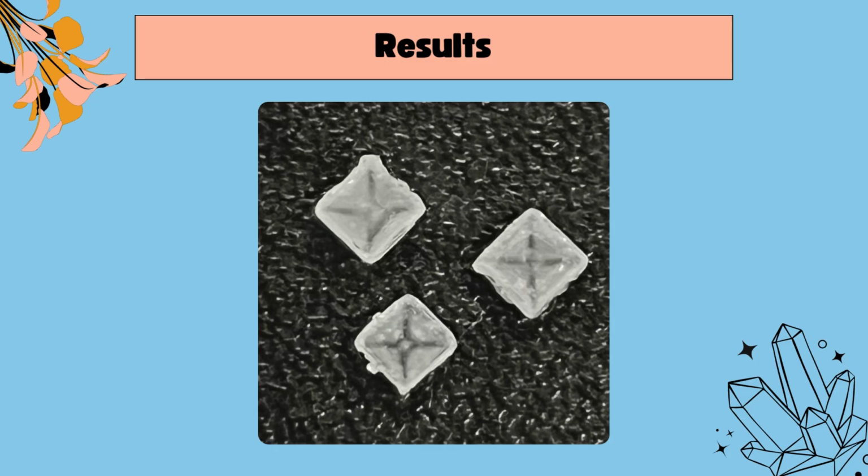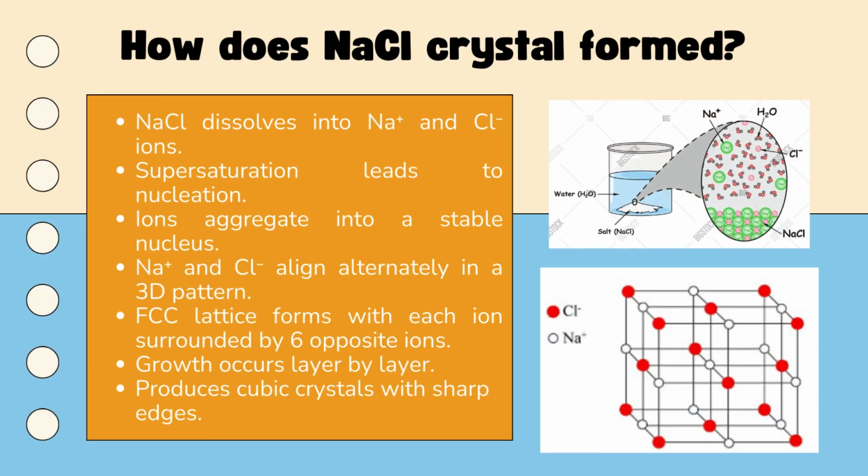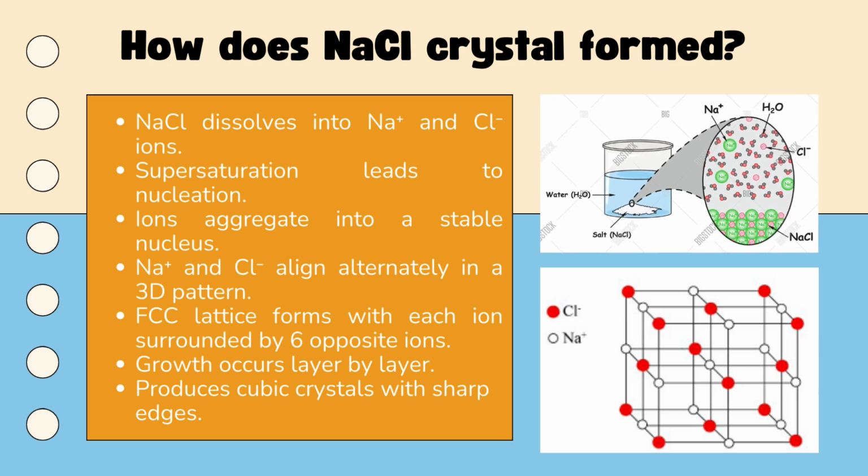These physical characteristics, cubic shape, sharp edges, and clarity, are directly connected to the chemical and atomic properties of sodium chloride. The evaporation of water during the experiment allowed the ions to come together and align perfectly, forming these beautiful cubic crystals. So, how does sodium chloride crystal form?